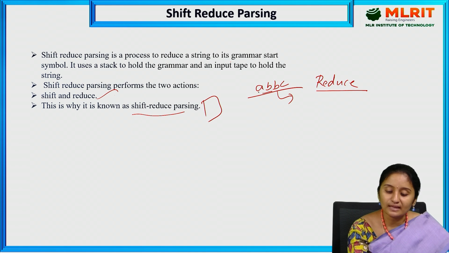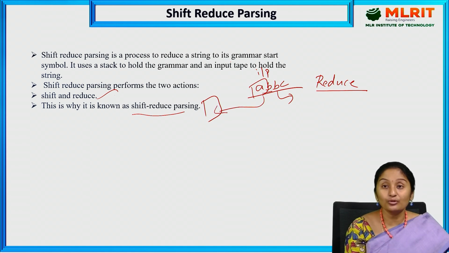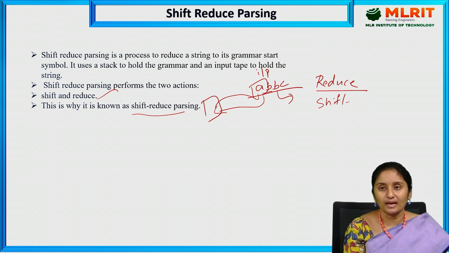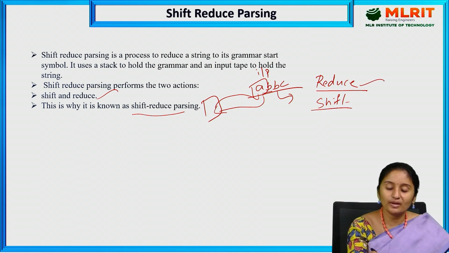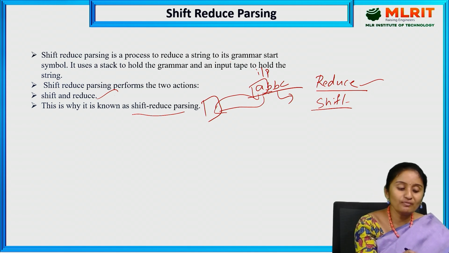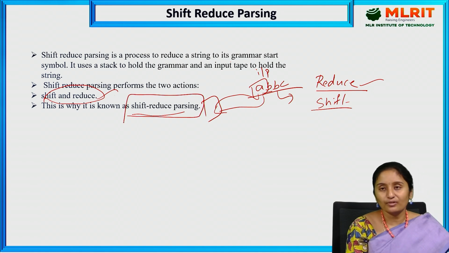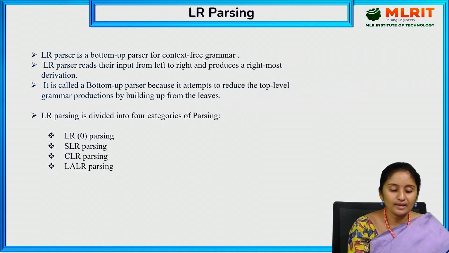Next, shift: we take the input string and shift each character to the top of the stack. We shift the input string one character at a time to the top of the stack. So that is the shift action. The next is reduce. Reduce is where we replace the input string with some production. So that is why we perform two actions, shift and reduce, and that's why we call it shift reduce parsing. Next, LR parsing.